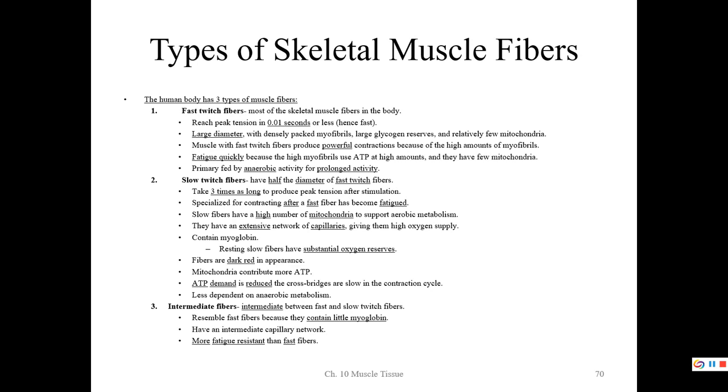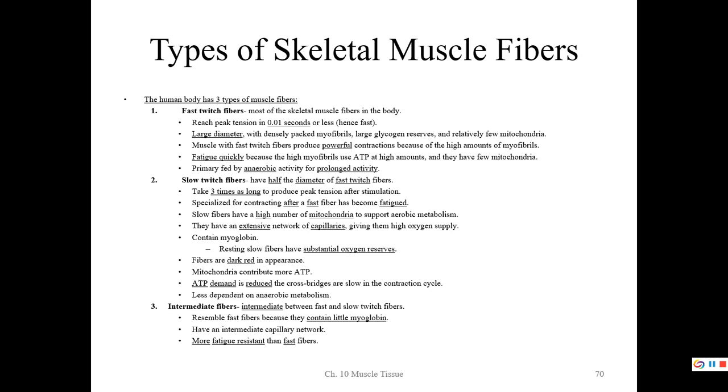They contribute more ATP. The ATP demand is really reduced because there's not as many cross bridges. They're really slow, and it's less dependent on anaerobic. It needs aerobic. Slow twitch really want aerobic mechanisms, aerobic metabolism, cellular respiration.